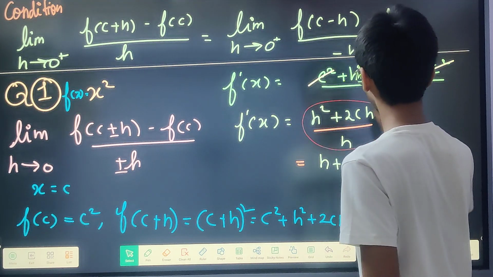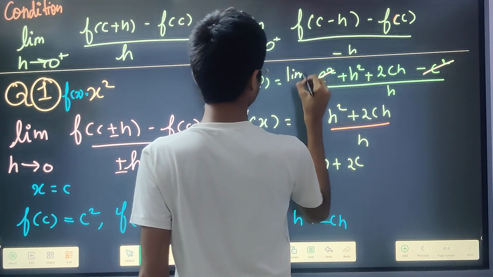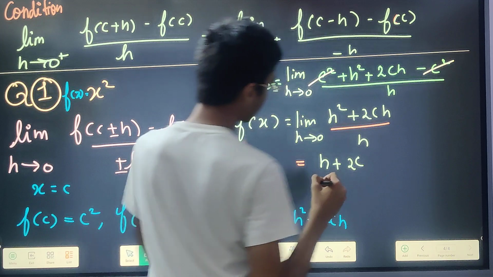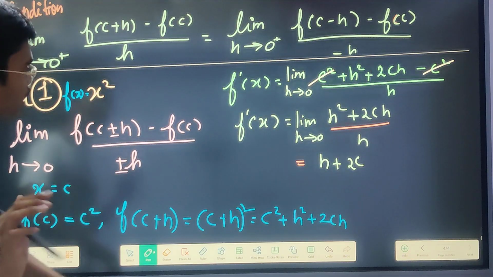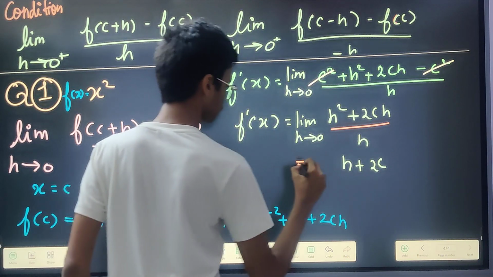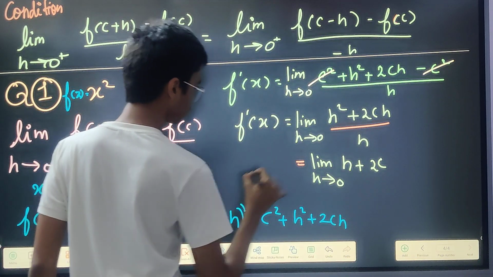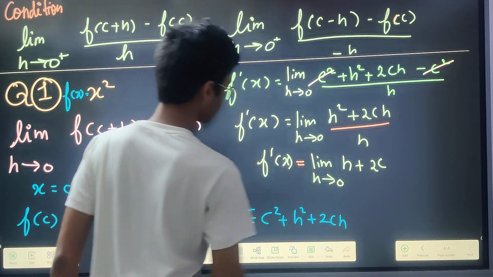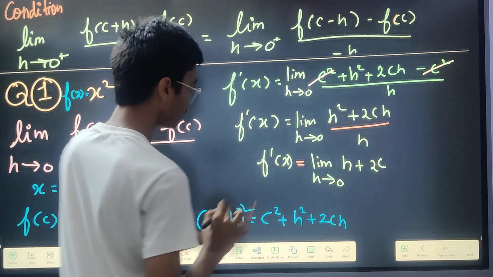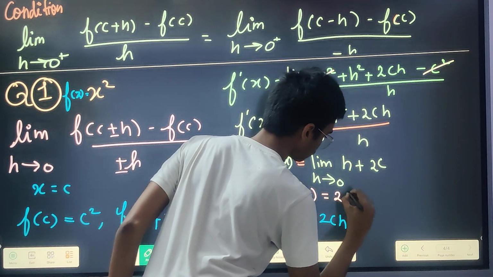Okay, so here also I have to put the limit now. Limit h tends to 0. Here also limit h tends to 0. And here I can remove the limit, no problem. Limit h tends to 0, which is f dash x. Now if I have to remove the limit, then just put 0 in place of h. So f dash x is equal to 2c.